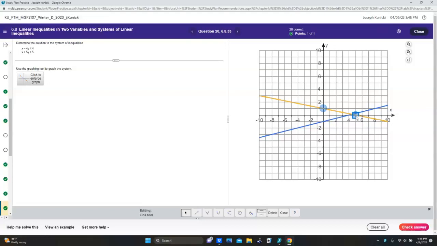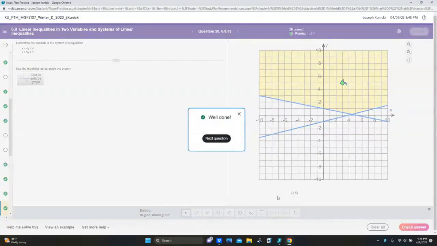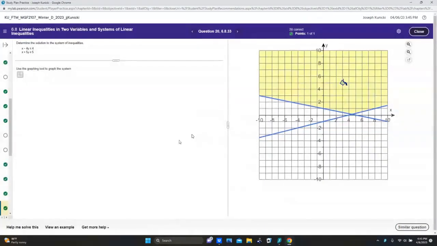Now, for the yellow line, I can use the origin, and when I plug it in, I get 0 is greater than or equal to 5, which is not true. So we're above the yellow line also. We're above both the blue and the yellow, which means there's only one region that does that, and that's up here. Okay? So that was 33.